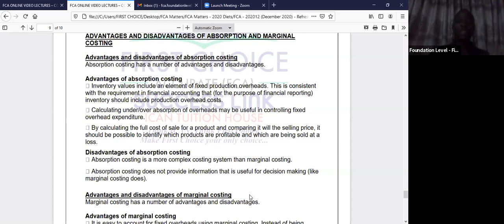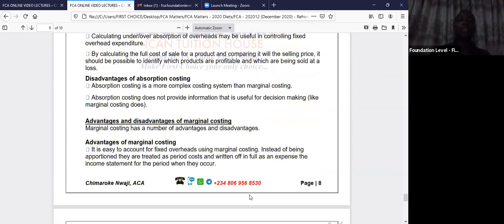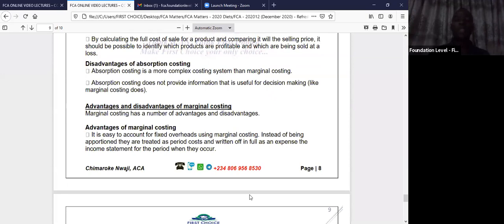What are some of the disadvantages? Absorption costing is a more complex costing system than marginal costing. Okay? Absorption costing does not provide information that is useful for decision making. And that's the major disadvantage I pick from there.